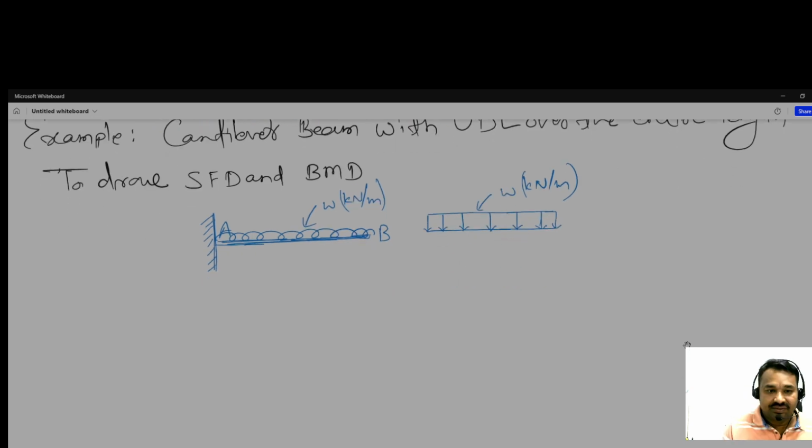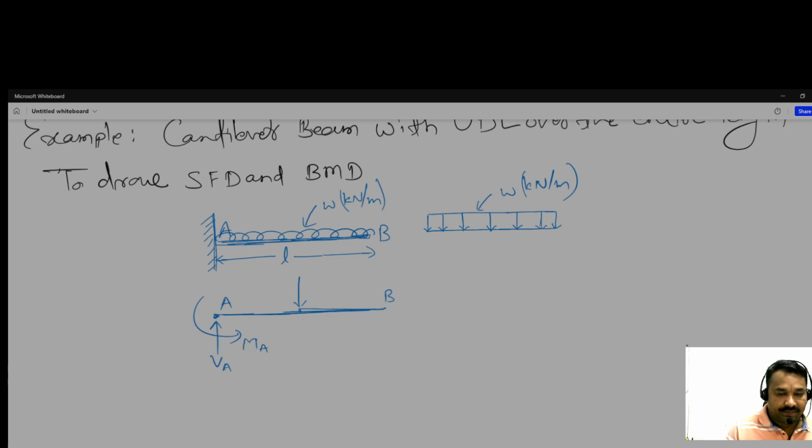Now our task is to draw the FBD first. This is our end A, this is our end B, and the length is L. Support reactions we have to show: this is V_A and this is M_A, and the total load will be w multiplied by L.